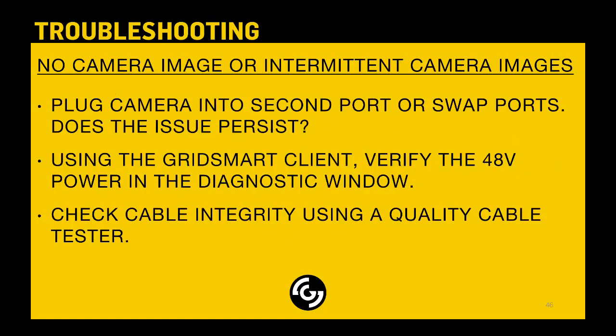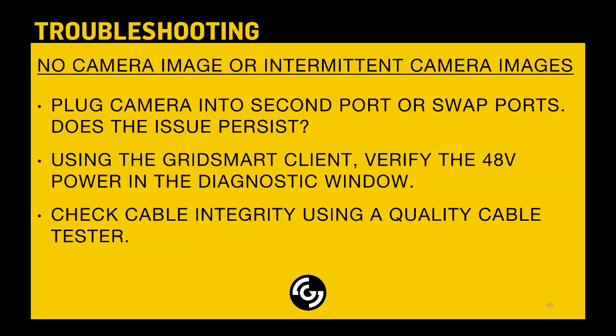So if you have a problem with a no camera image or intermittent camera images, the first thing that you want to do is plug the camera into the second camera port. So the GS2, as you know, has 2 camera ports available on the front. If it is a dual camera system, you can simply swap the 2 cameras between the ports and see if the problem follows the port or the camera. And that can help identify if there's a problem with the processor or something beyond the processor to the camera.